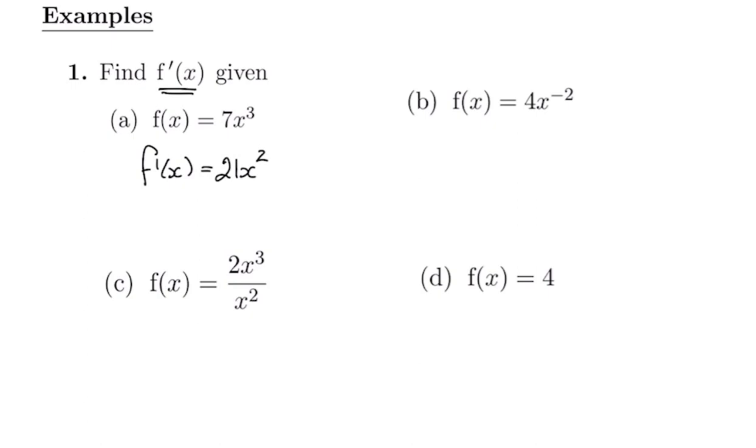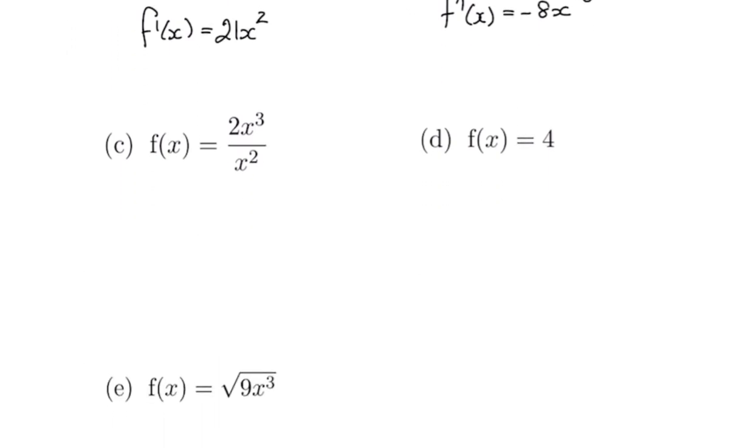The next one, remember, it must be in the form ax to the power n or kx to the power n, and this one is b. So I'll just repeat that, f dash of x equals, multiply the power by the coefficient, so we get -8, and reduce the power by 1, so we get -3. Be careful, you don't want to add 1 to the power, you need to take 1 from the power.